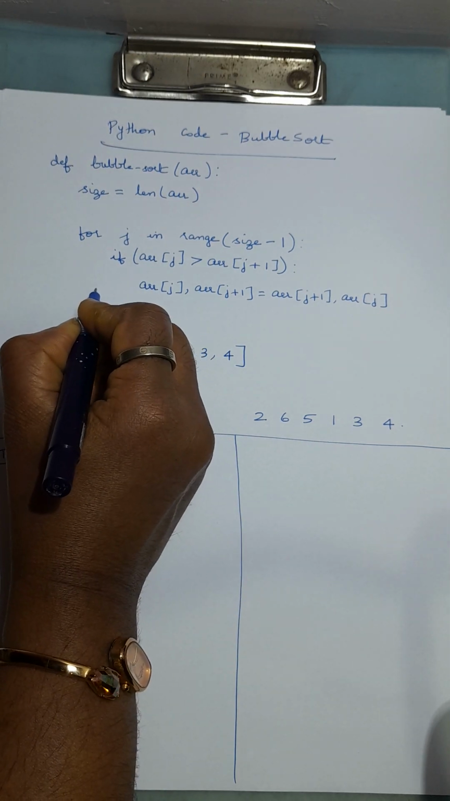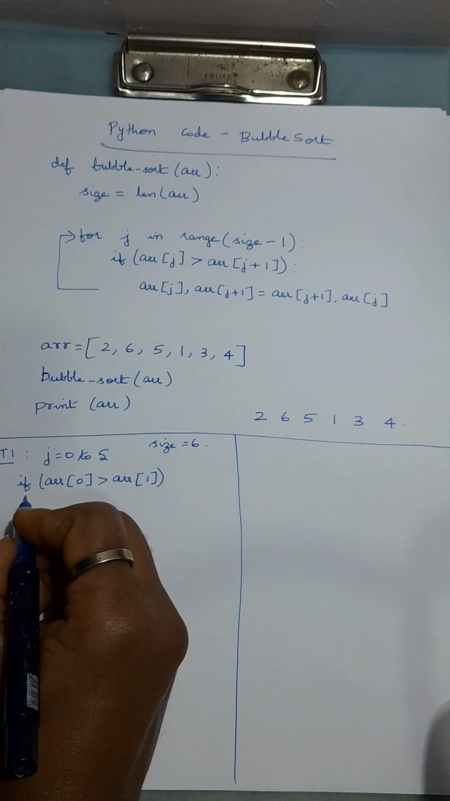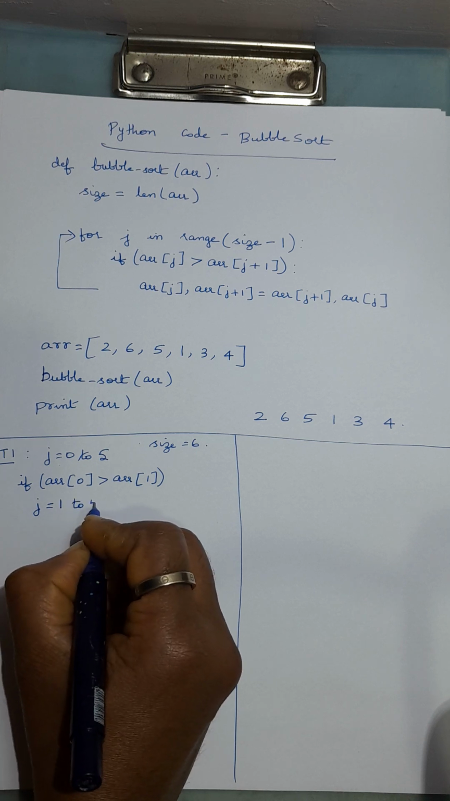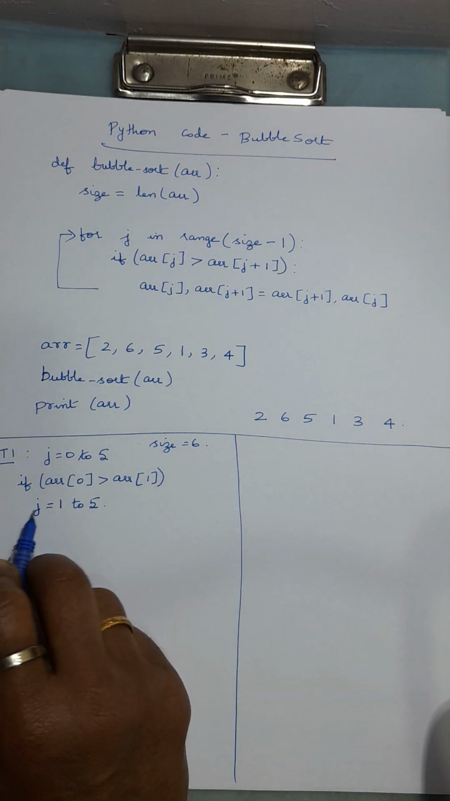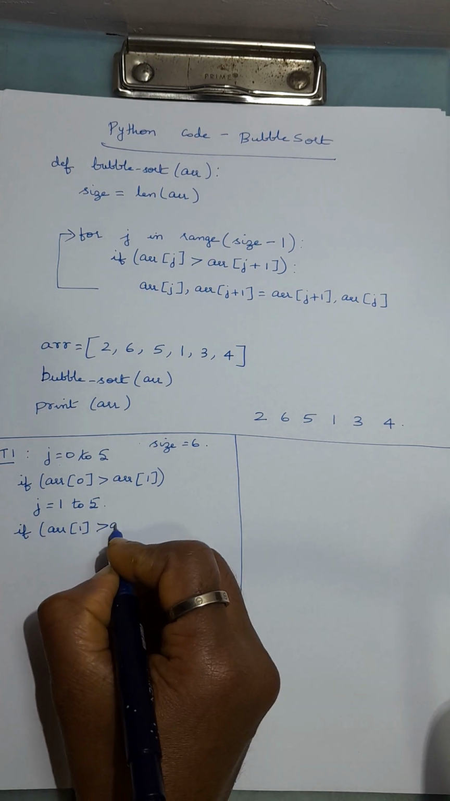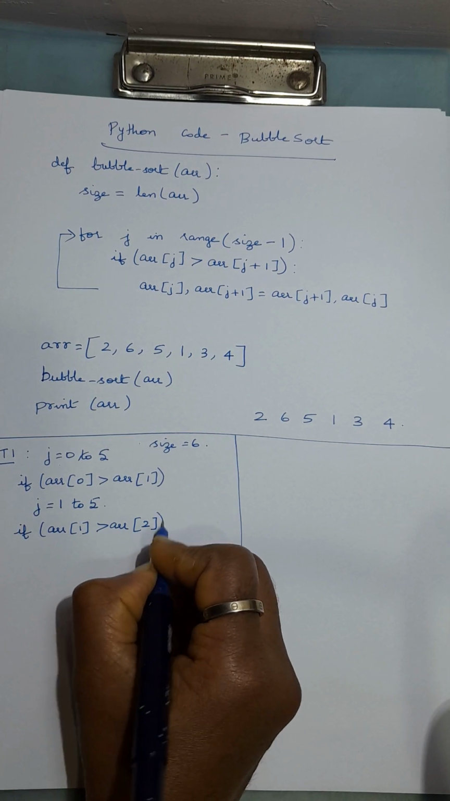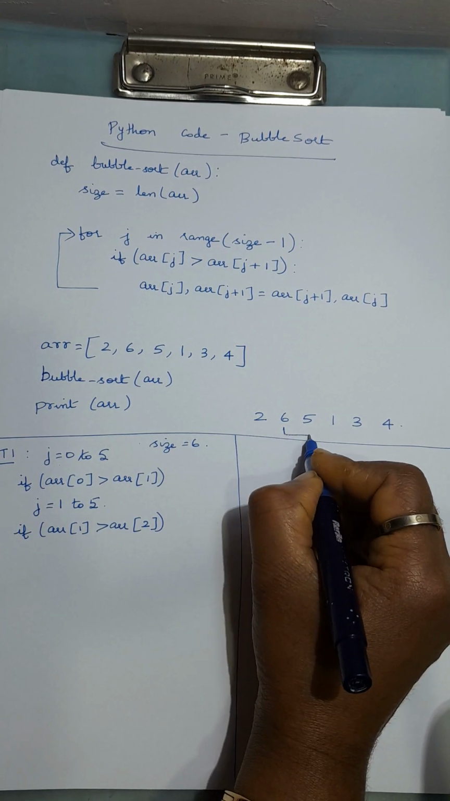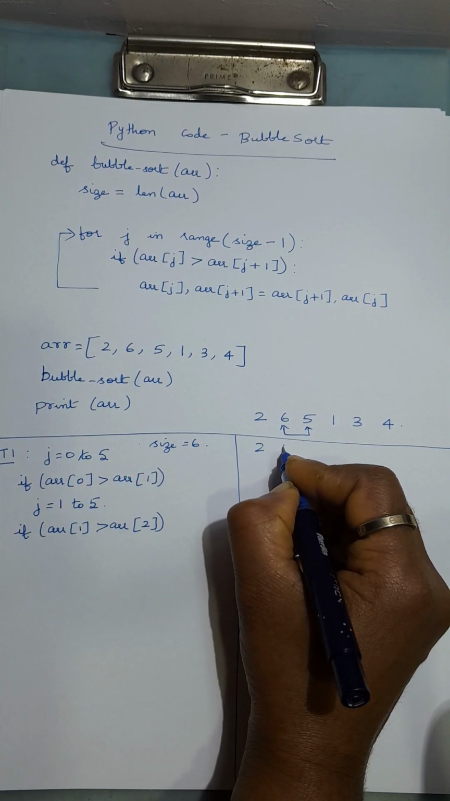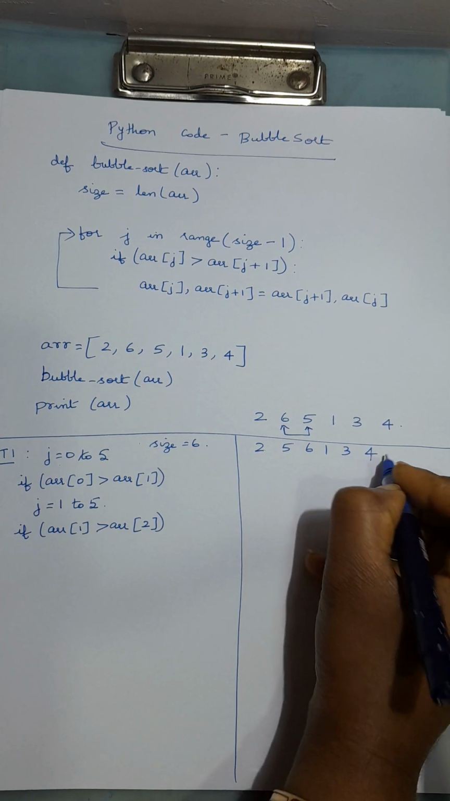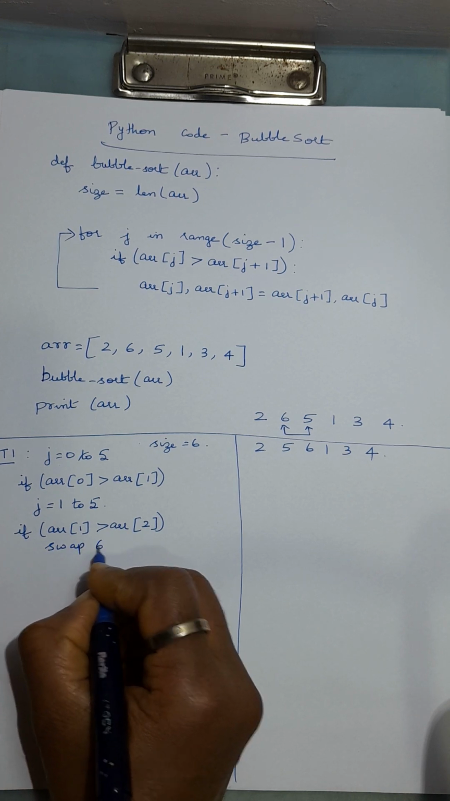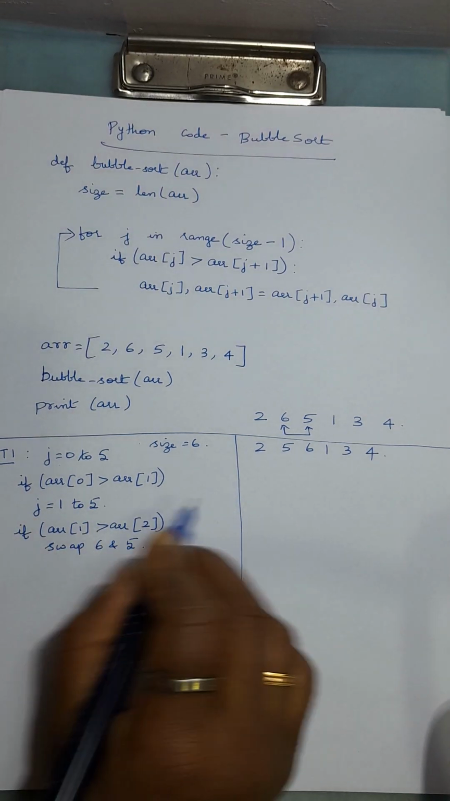What happens after this? It goes back to the next iteration. What happens? J is equal to 1 to 5. Correct? 1 to 5. Now again we are checking if array of 1 is greater than array of j plus 1, which is 2. Is 6 greater than the next number? Yes, if it is greater, we just make a swap. So it will be 2, 5, 6, 1, 3 and 4. Okay. Now after swapping is performed, swap value 6 and 5.